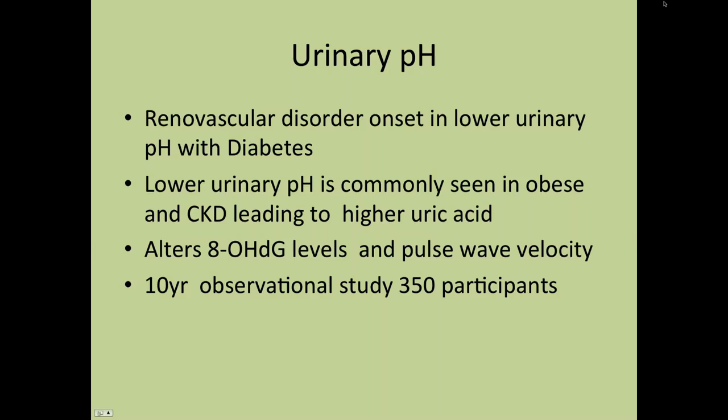8-OHDG, 8-hydroxydeoxyguanosine, is related to when pH in urine is low, you have more oxidative damage, and it alters your pulse wave velocity. Well, what's that mean? It means your vessel dynamics change. Your vessels aren't as pliable. So inflammation, triggering oxidative damage, distilling down to urinary pH, leading to markers for methylation damage like 8-OHDG and markers for oxidative damage like uric acid.